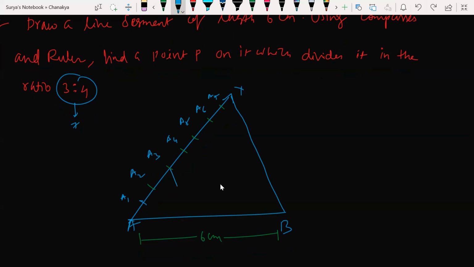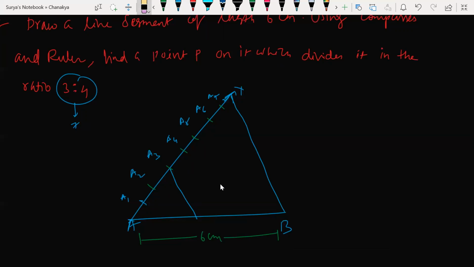By using the parallel lines concept, I told you in the last class. How to draw parallel lines? I told you, right? In the last class, with parallel lines, how can you draw the parallel lines? Once you join X and B here, how are we going to draw this line? I told you in the last class. By using that concept, you can do this.